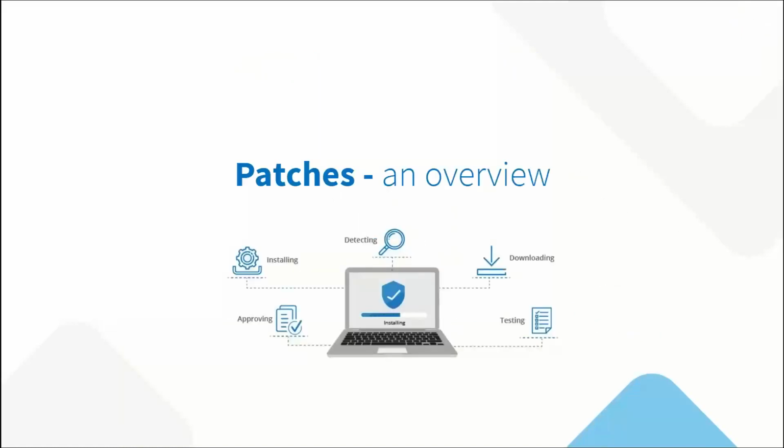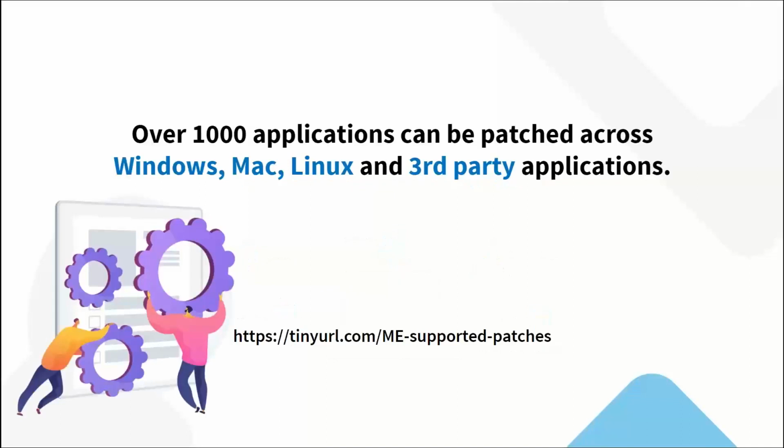And now we are stepping into the core part of this webinar, which is patch management. We offer support for 1,000+ applications in Desktop Central that includes Windows, Mac, and Linux. And we also support 500+ third-party applications. You can navigate to the URL mentioned on the screen to identify each and every application that is supported within Desktop Central.